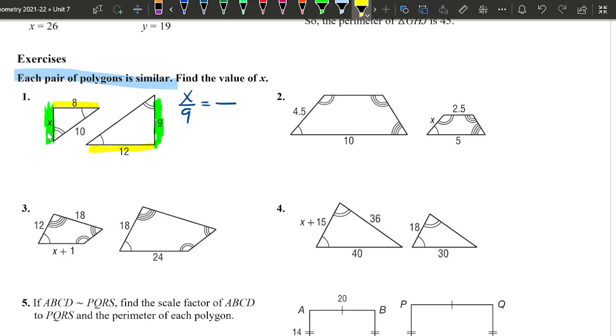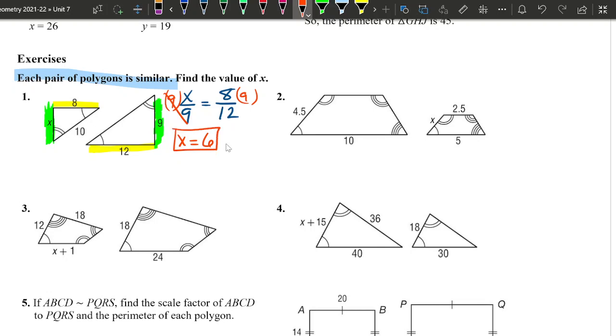X was in the numerator, so 8 needs to be in the numerator because 8 is from the same triangle. 12 then will go in the denominator just like the 9 because it came from the large triangle. And now I'm solving. So solving for x means multiply by 9, get that 9 out of the bottom. So x equals 8 times 9, which is 72, and then divide it by 12, so it's 6.